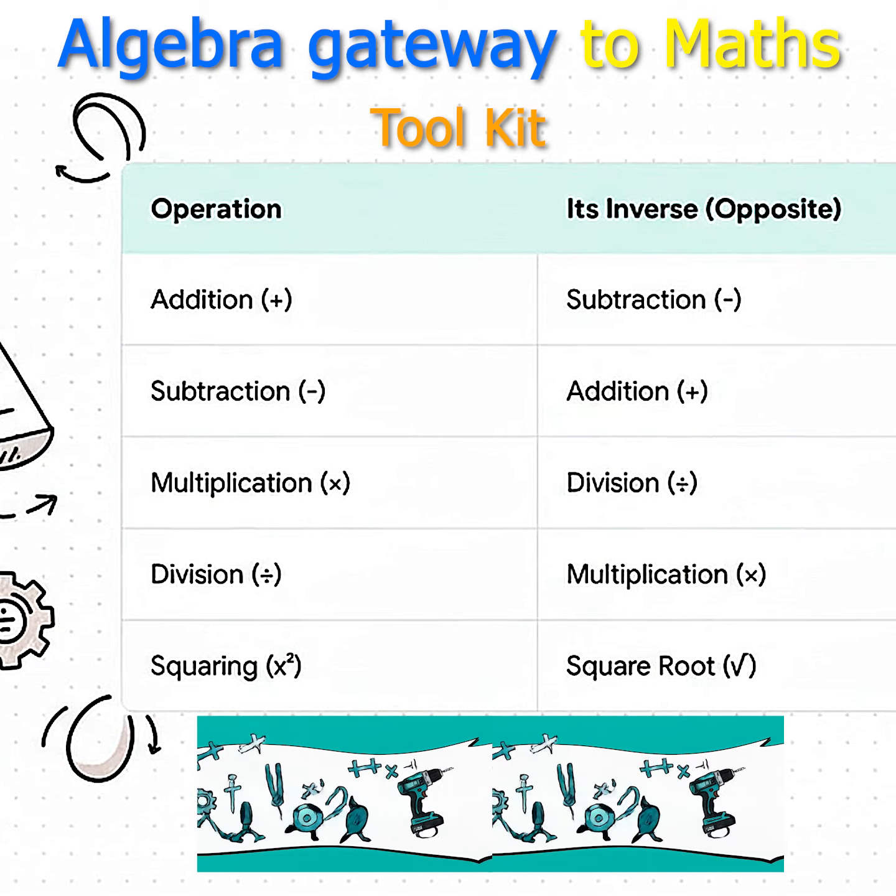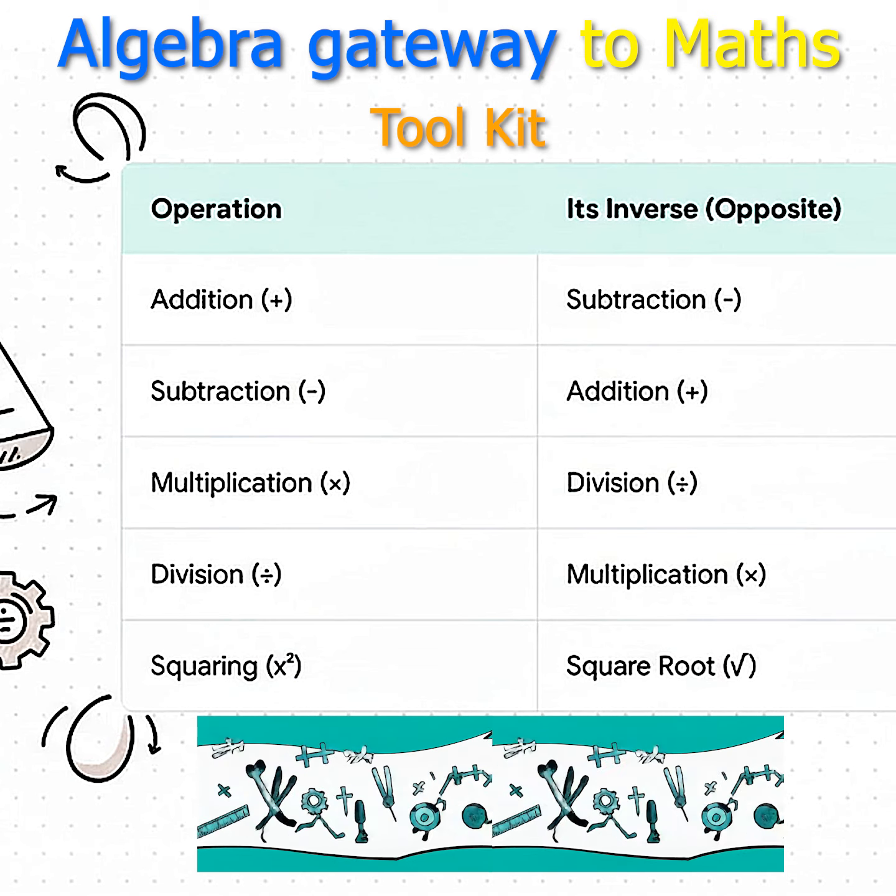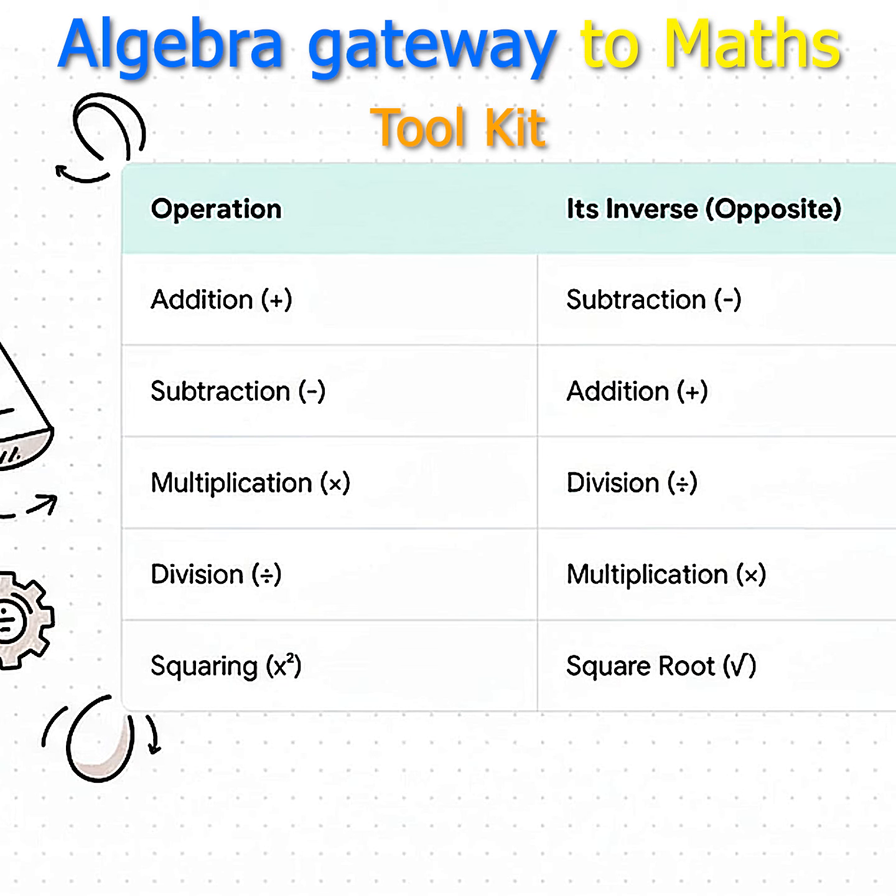So, here is the toolbox for inverse operation. And here it is, your whole toolkit, laid out nice and neat. It's super intuitive, right? The opposite of adding is subtracting. The opposite of multiplying is dividing. The opposite of squaring a number is taking the square root. Each pair in this table perfectly undoes the other. This right here, this is the key.